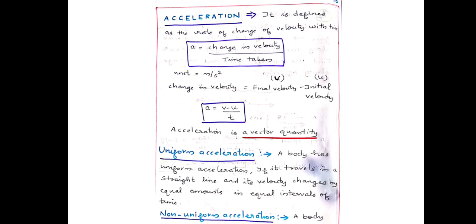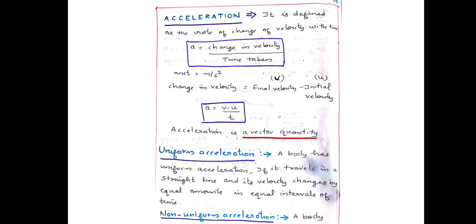So listen, in a non-uniform motion of an object, the velocity of the object is different at different instants. The velocity of the object keeps on changing with time. Such motions are called accelerated motion. What do we call accelerated motion? The velocity of the object keeps on changing with the time.